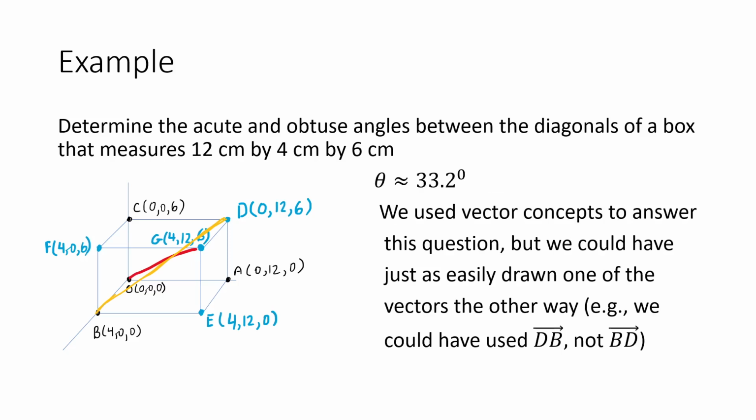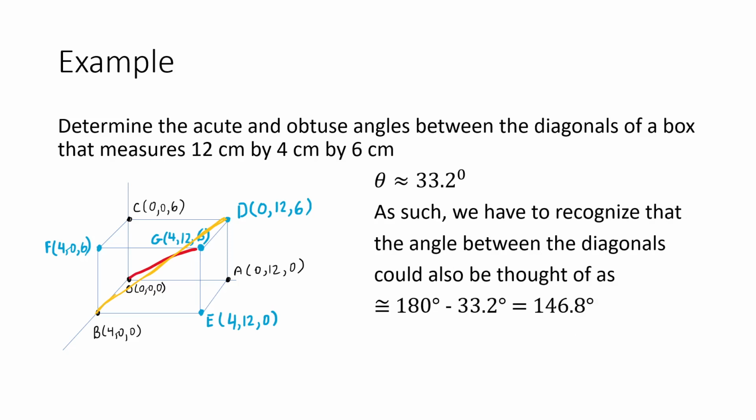And keep in mind, though, that we used vector concepts to answer this question, but we could have just as easily drawn the vectors the other way. So instead of drawing a vector from B to D, we could have drawn a vector from D to B. Had we done that, instead of the angle 33.2 degrees, we would have gotten the angle 146.8 degrees.